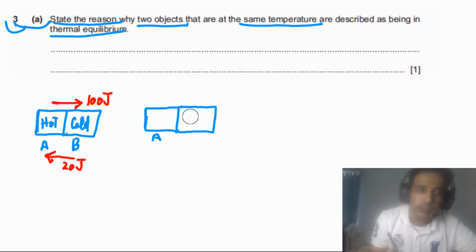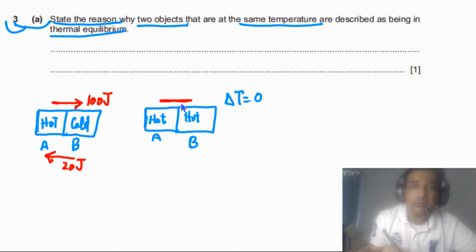So let me clean this one. So they have reached the same temperature now. So this is object B. So this one is hot and this one is also hot, but they are at the same temperature. So delta T is equal to 0. So in this case, it doesn't mean that there is no thermal energy transfer when they are at the same temperature. When they are at the same temperature, there is no net thermal energy transfer, but still thermal energy will flow from A to B.